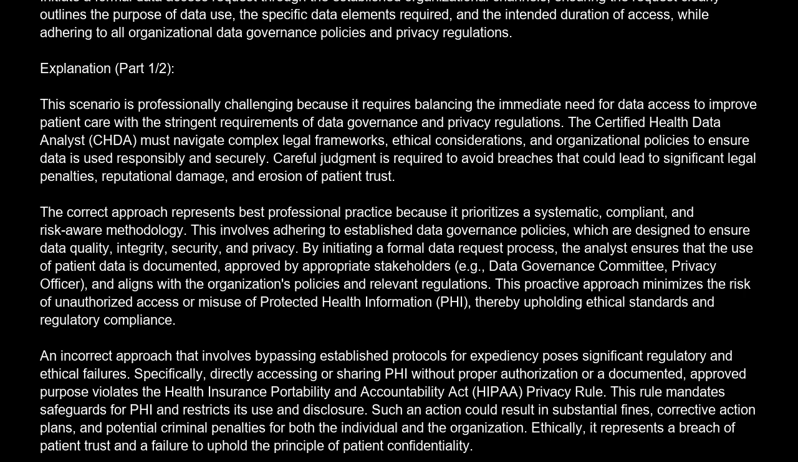and privacy regulations. Explanation: this scenario is professionally challenging because it requires balancing the immediate need for data access to improve patient care with the stringent requirements of data governance and privacy regulations. The Certified Health Data Analyst, CHDA, must navigate complex legal frameworks, ethical considerations, and organizational policies to ensure data is used responsibly and securely. Careful judgment is required to avoid breaches that could lead to significant legal penalties, reputational damage, and erosion of patient trust.